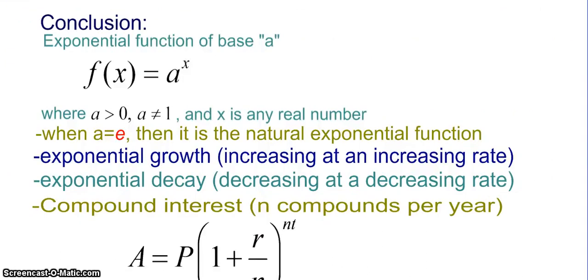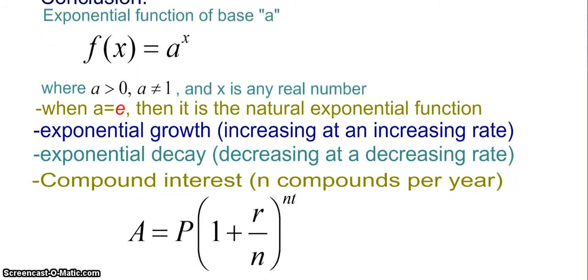Okay, so conclusion about exponential functions, we want to understand what an exponential function looks like. So it has some base that is a constant raised to a variable, in this case x. That base has to be greater than 0 but not equal to 1. x can be any real number. If the base is e, then that's what we call the natural exponential function. Exponential growth is when things are increasing at an increasing rate. Exponential decay is when things are decreasing at a decreasing rate.